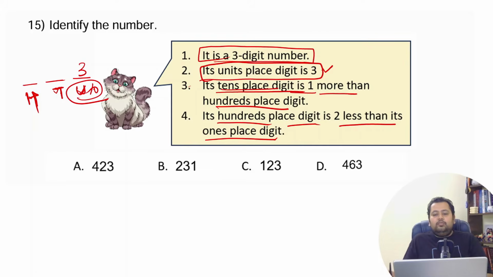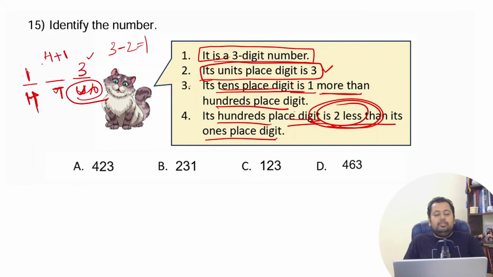In the tens place, the digit is one more than the hundreds place. So the tens digit is nothing but the number in the hundreds place plus one. We'll come to that later. The hundreds place digit is two less than the ones place digit. So what is there in the ones place? It is three. And what is in the hundreds place? It is two less than three, right? That is three minus two is equal to one.